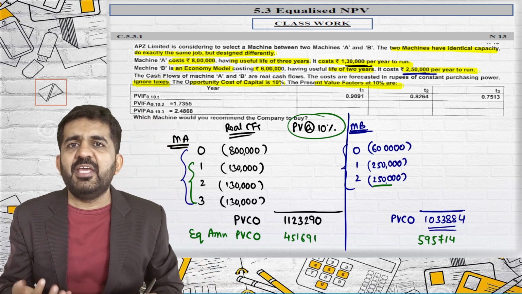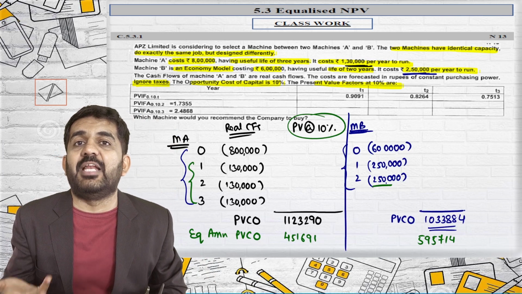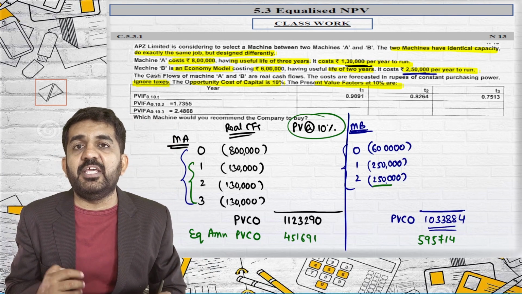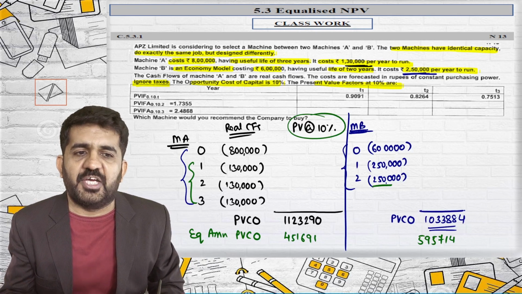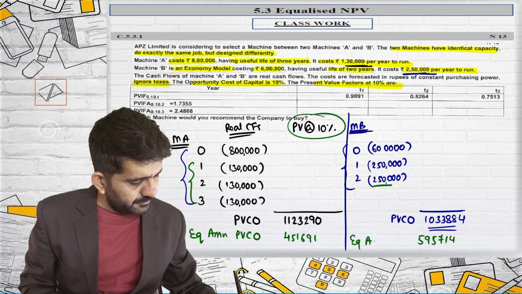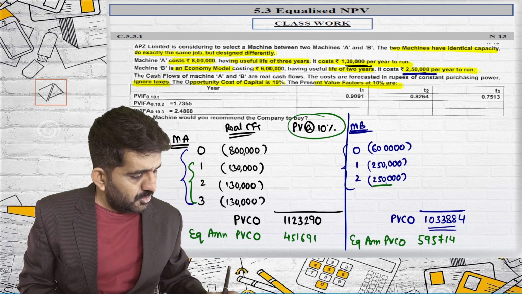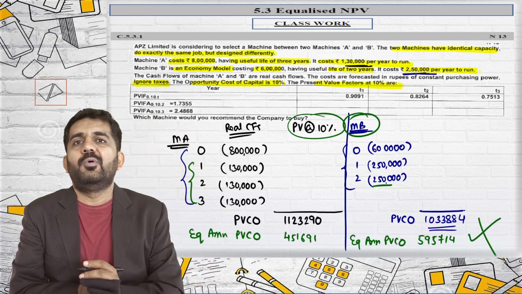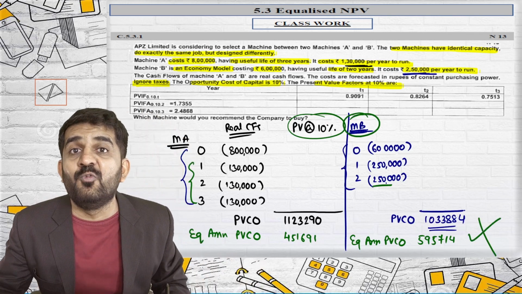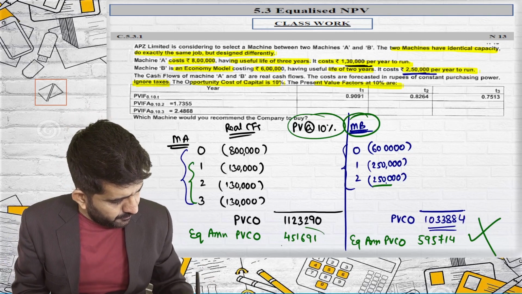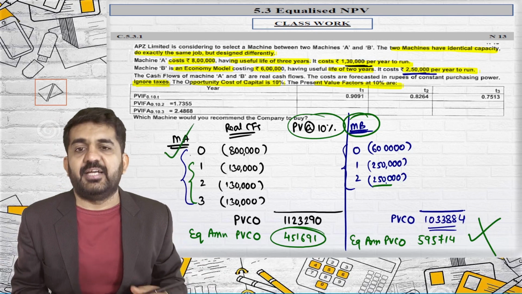If it was NPV, it will be equalized annual NPV. If it is only present value of cash outflow, it will be equalized annual present value of cash outflow. Which machine I should select? Machine B. No. This is only cash outflow. Cash outflow lower is better. Which is lower? Project A. I will be selecting project A.